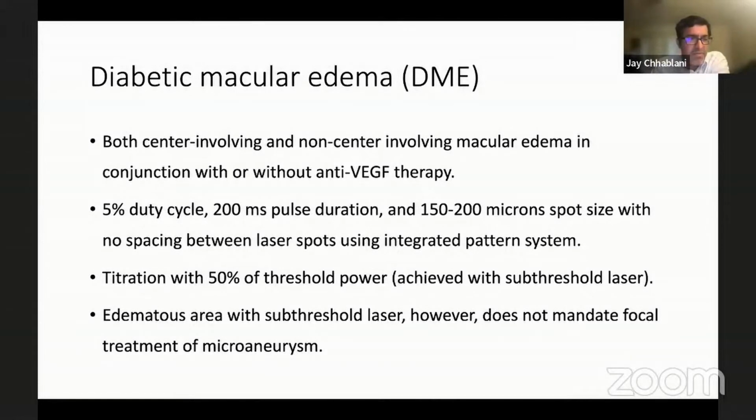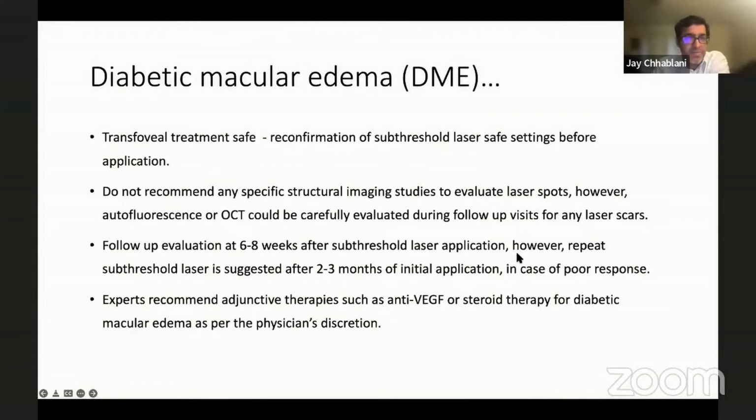As Ken was mentioning, we support that we should do the titration using subthreshold laser, and wherever you get the threshold power, just cut it half to 50% and use that power as your subthreshold micropulse laser in 5% duty cycle. SOLS experts recommend applying this laser to edematous areas. However, it does not mandate any focal treatment for microaneurysms.